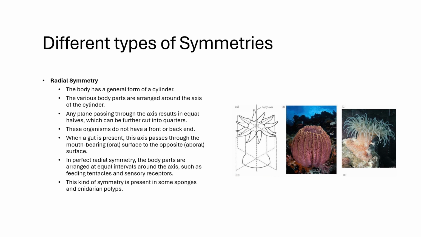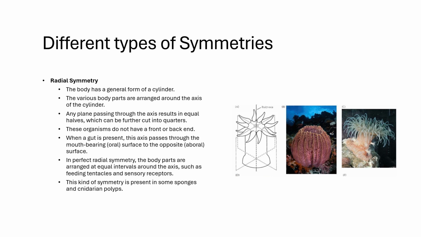When a gut is present, the axis passes through the mouth, the feeding oral surface, to the opposite aboral surface. Meaning that generally the axis that we are talking about in the cylindrical structure goes through the gut, which is basically the digestive system, which has an opening in the form of a mouth and an exit in the form of some aboral exit, sort of an anus.